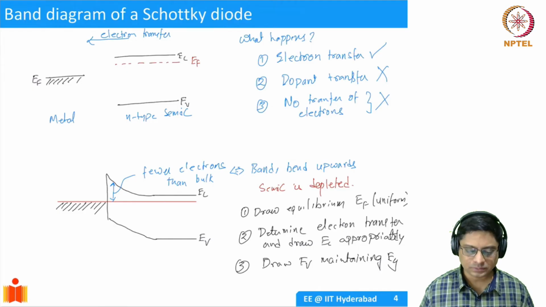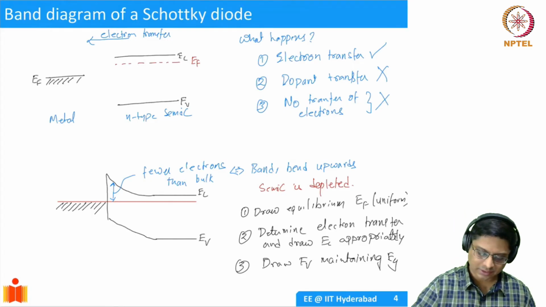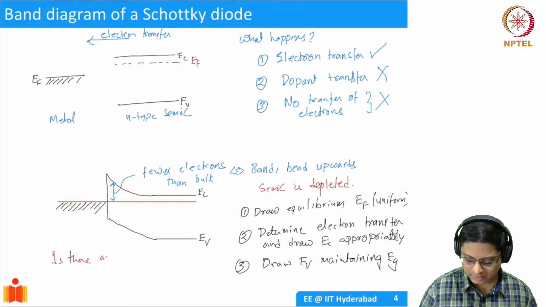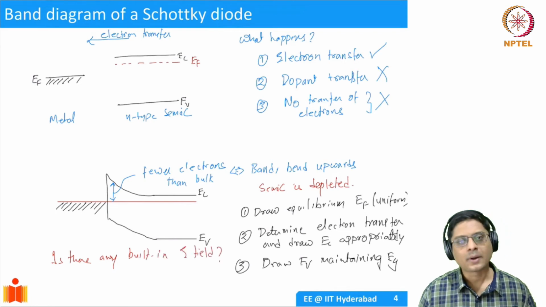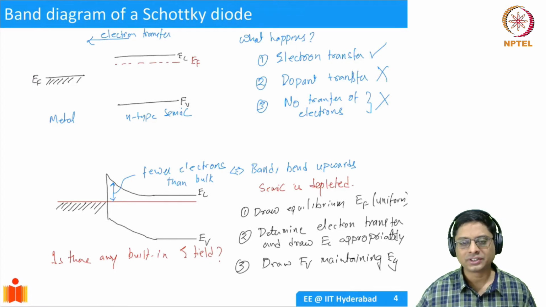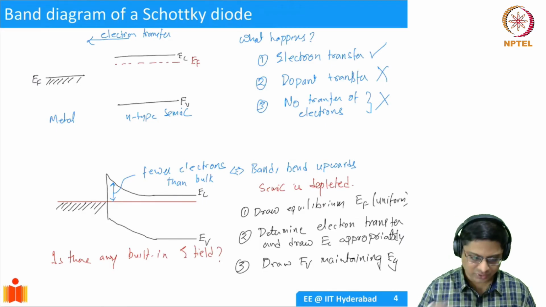Okay. So now, is there any field in the device? Is there any built-in electric field? By now you should answer that it is definitely there, because there is a certain gradient in the EC that is indicative of an electric field present in the device, right?